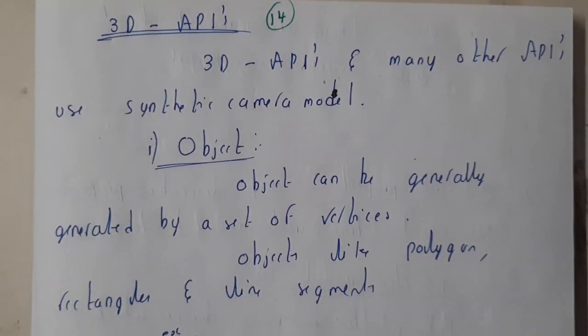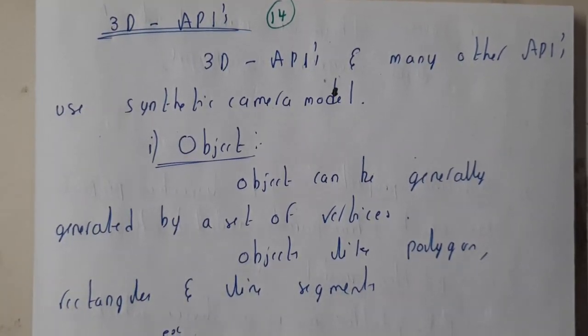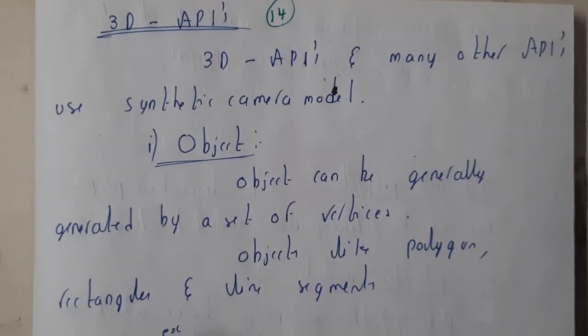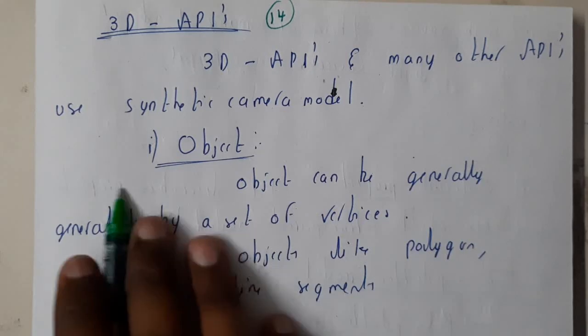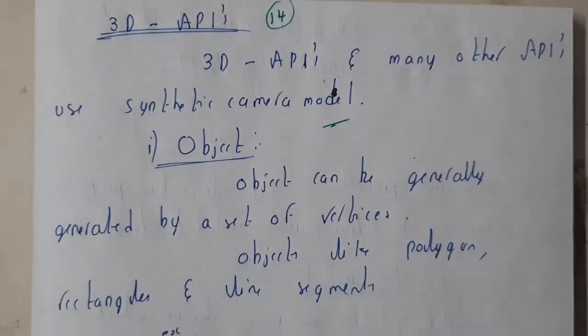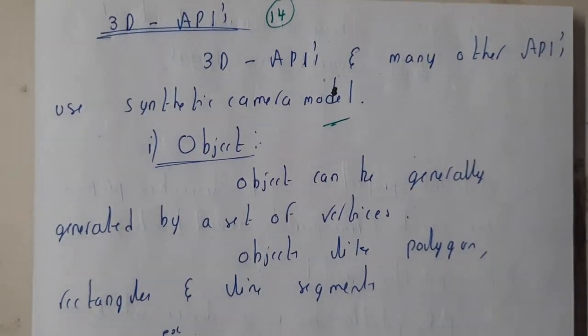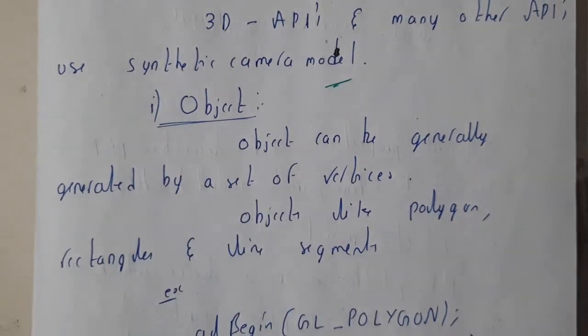In this tutorial, let us go through 3D APIs. API is nothing but application program interface. It is nothing but how you want to display your image. What are the parameters that you will be considering while displaying an image? Those things will be indicated by this API. The 3D API and many other APIs use the synthetic camera model which we have discussed in our previous lectures.